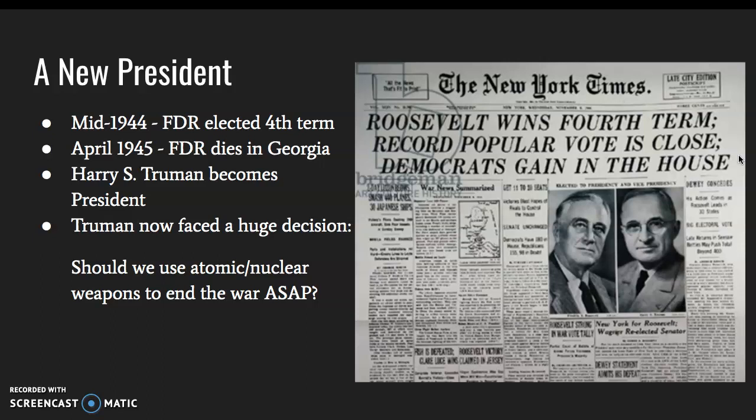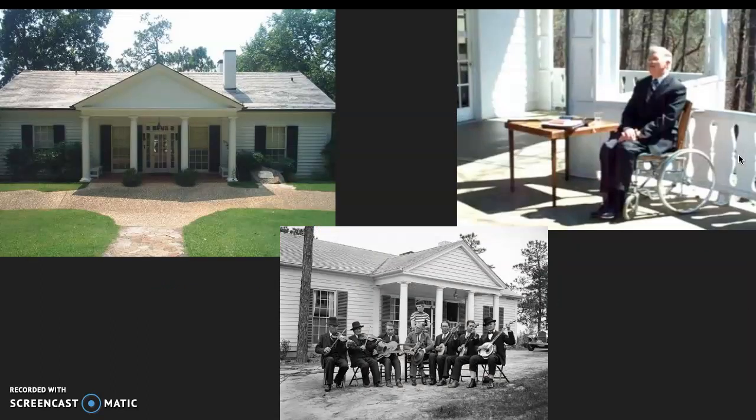However, towards the end of the war, literally right at the very end of a lot of the fighting, shortly after FDR is elected to his fourth term consecutively, FDR dies in his house in Warm Springs, Georgia. Harry S. Truman, his vice president, becomes the president, and now Truman is faced with a huge decision. Should we use atomic or nuclear weapons to end the war as soon as possible? This is known as the Little White House, which was FDR's presidential retreat in Warm Springs, Georgia.